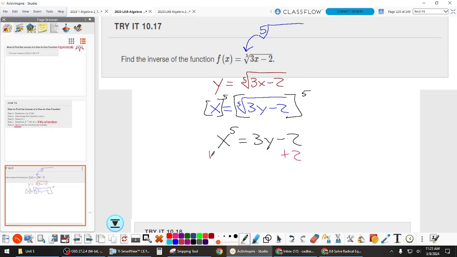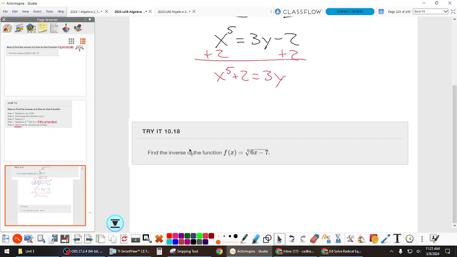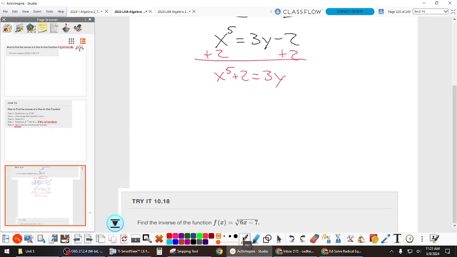Plus 2, you guys get the idea. Are we solving? What are we doing? Yeah, we're just trying to get y by itself. So you could say we're solving for y. Divided by 3. So x to the 5th plus 2 over 3 equals y.